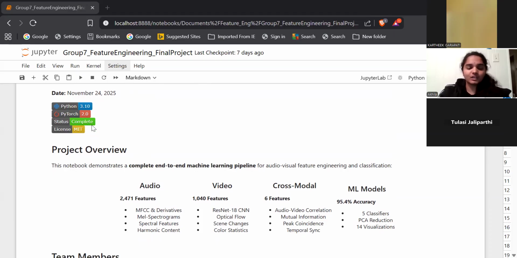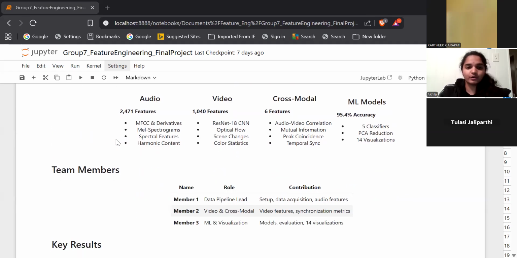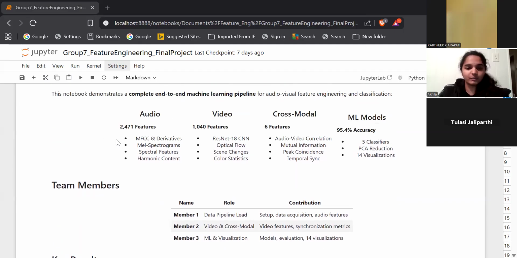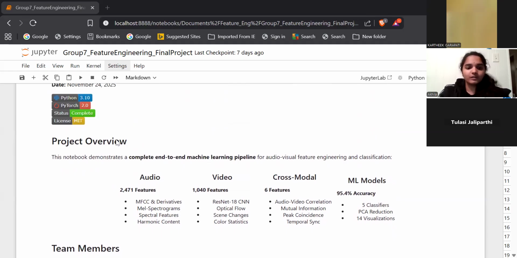Our project tackles three major objectives. First, extracting rich multi-scale features from audio and video. The second is creating novel cross-modal synchronization metrics that capture temporal alignment between sound and motion. And the third one is building interpretable machine learning models with extensive visualizations. By the end of this demo, you'll see how we achieve the classification accuracy on UrbanSound8K while pioneering new techniques in multimodal feature fusion.